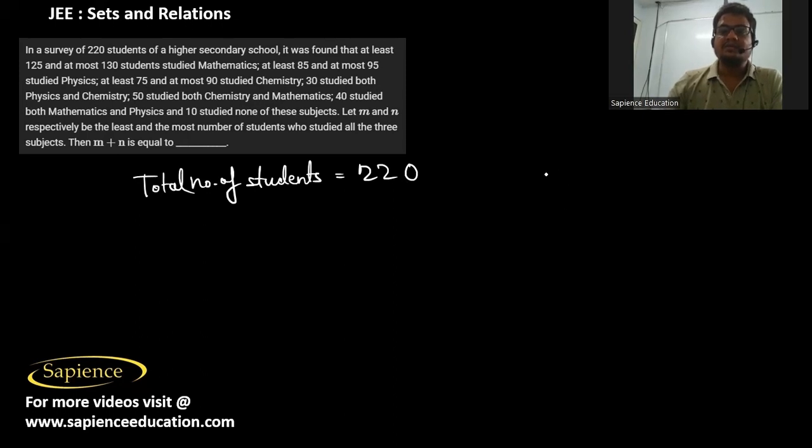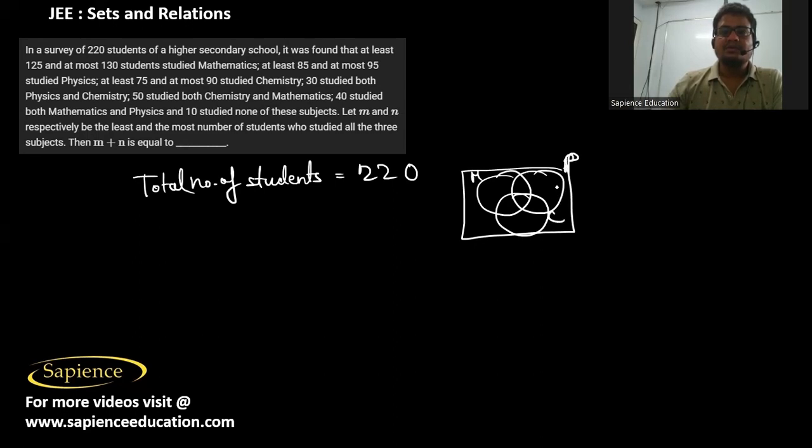So here actually we have a universal set and we have three sets: M, P, and C. P is the set of all students who studied physics, M is the set of students who studied maths, and C is the set of all students who studied chemistry, and U is the universal set. So here n of U is 220.